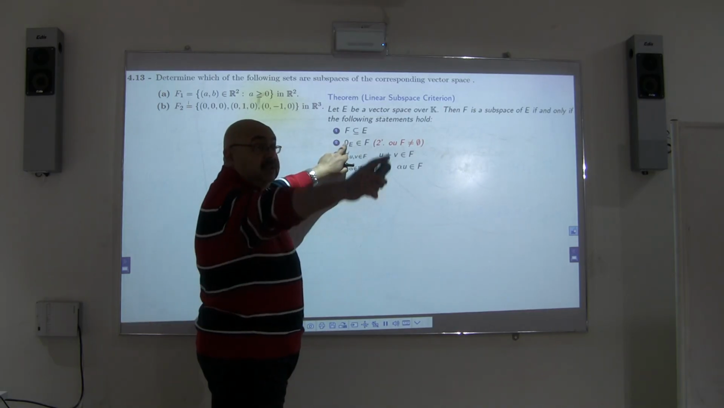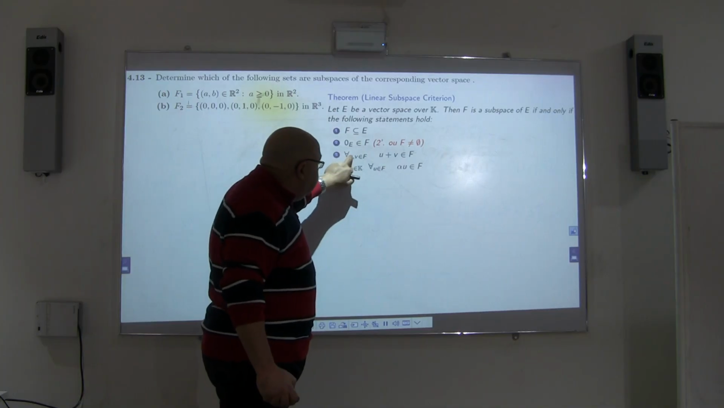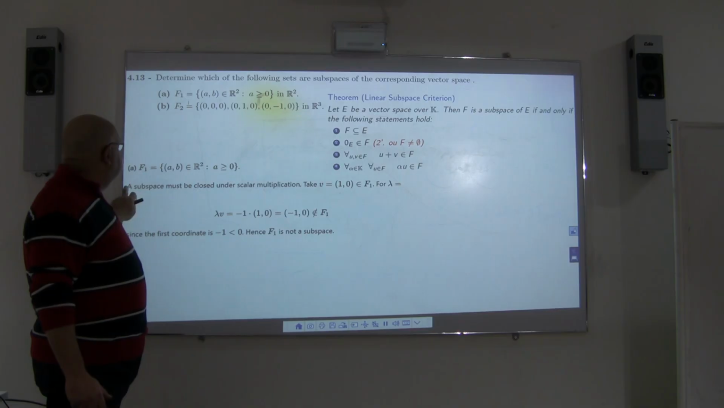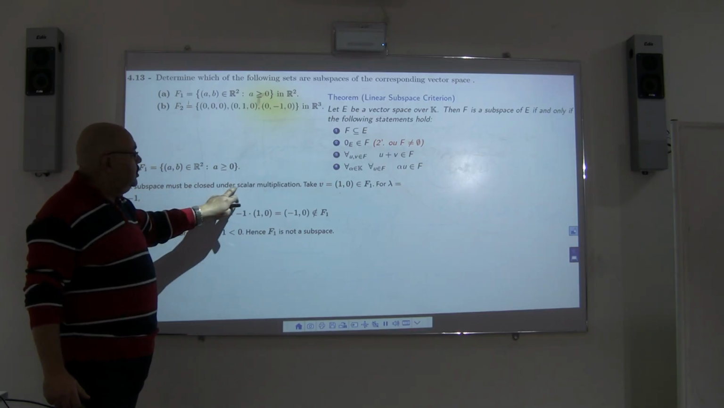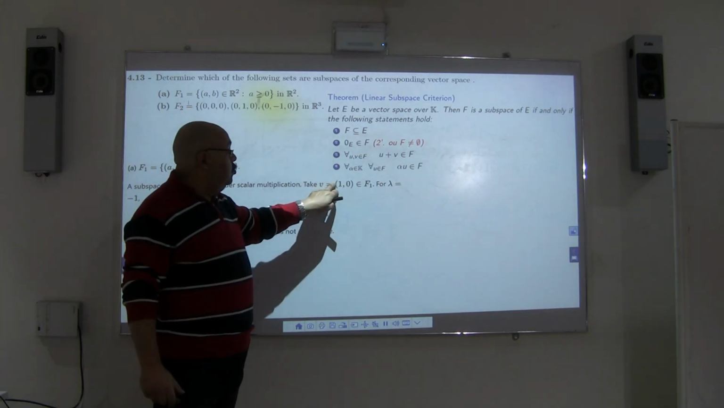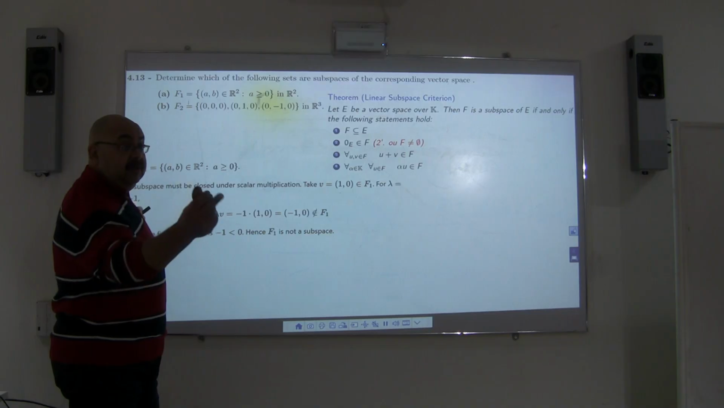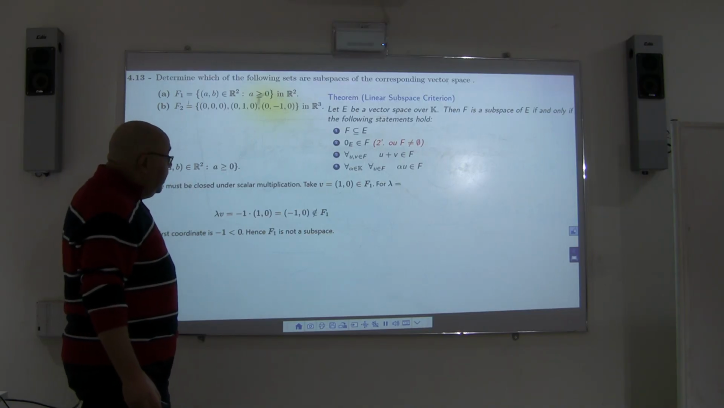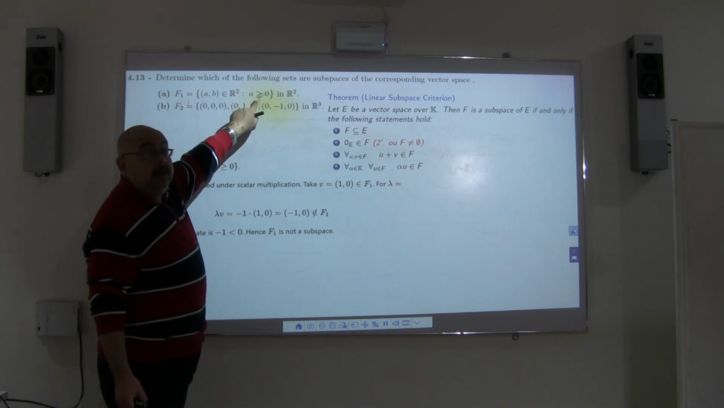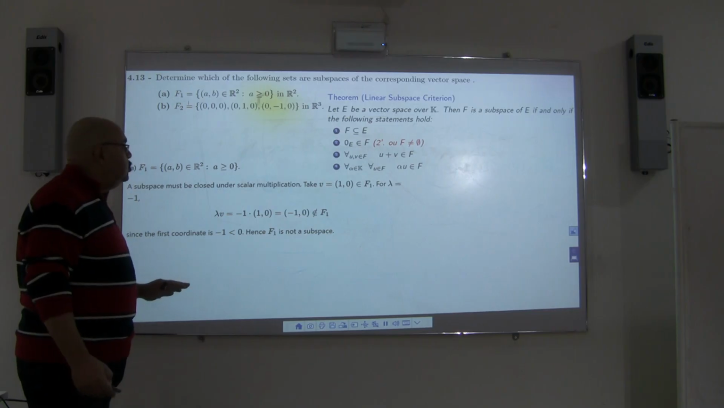Okay, the zero vector exists, as he had said. In the addition and in the multiplication by a scalar, you should think a little bit. A subspace must be closed under scalar multiplication. So for a vector (1, 0) that belongs to F1, and lambda equal to negative 1, if I multiply by negative 1, then the value will be (-1, 0), and (-1, 0) in this form satisfies this condition. Yeah, this is not. This is why it's not a subspace.